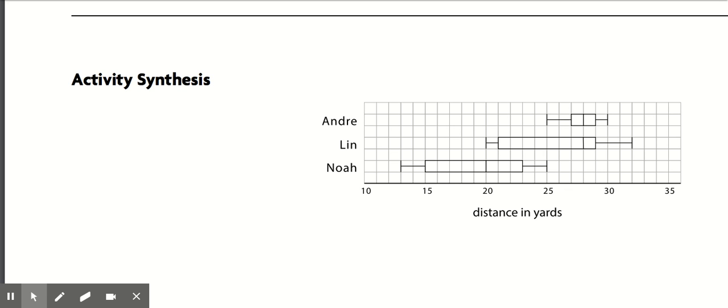Hello, this is Mrs. Foy, and I want to show you today how to read data in box plots and glean information from that data.